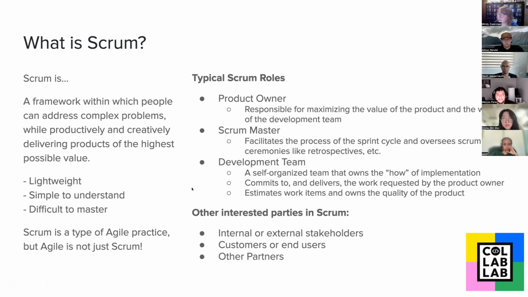Some things you'll see in Scrum, sometimes, but not always. Everybody does Scrum a little bit differently, so you'll see different iterations of this across different companies. But you might have a product owner, and that person is responsible for maximizing the value of the product and the work of the development team. You'll have a Scrum Master who kind of facilitates the process of the sprint cycle and oversees Scrum ceremonies like retrospectives, stand-ups, that sort of thing.